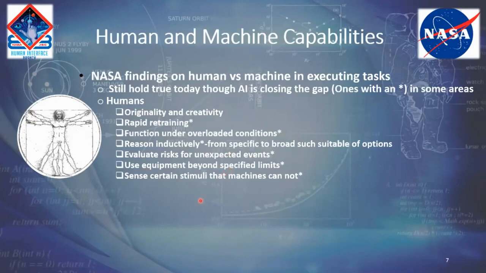We use equipment beyond its specific limits. Sometimes, because of the creativity of the human, we can take a machine that we think we understand quite well and use it for other applications, or modify things to make it work better. And we can sense certain stimuli that machines cannot. For example, we can sense whether it's getting too hot. It feels warmer.